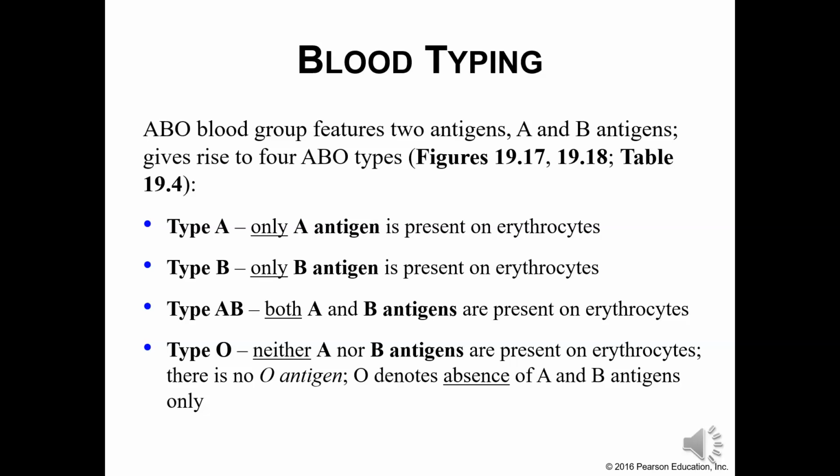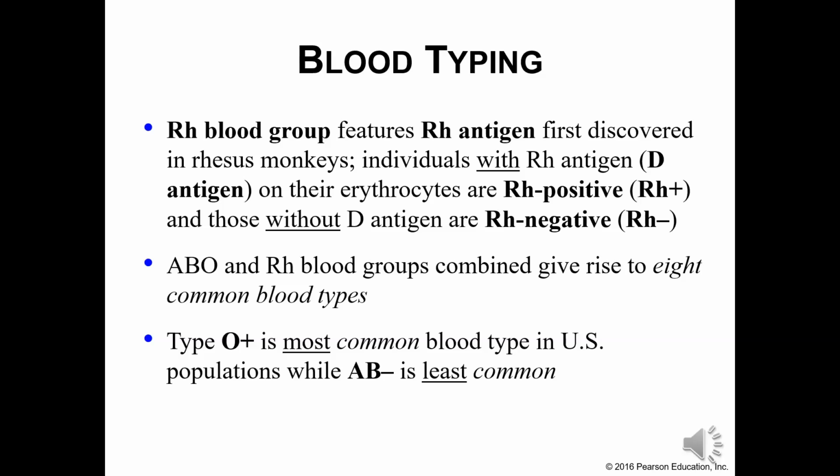So if you were type O, that means you would have both recessive alleles for both the A antigen and the B antigen. Now, the RH blood group features the RH antigen, which was first discovered in the rhesus monkey, and that's how we got the name RH, on their red blood cells. So if you have the RH antigen, that means you're RH positive, and those without the antigen are called RH negative, also called the D antigen.